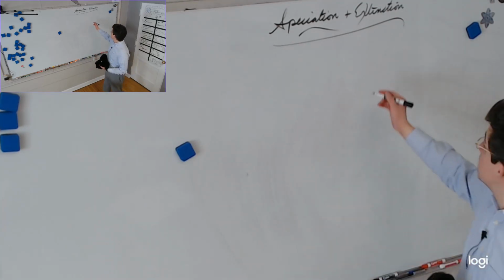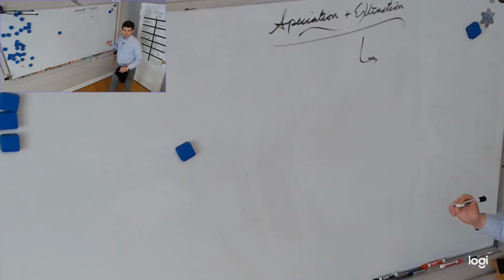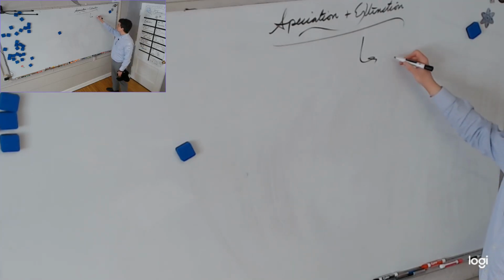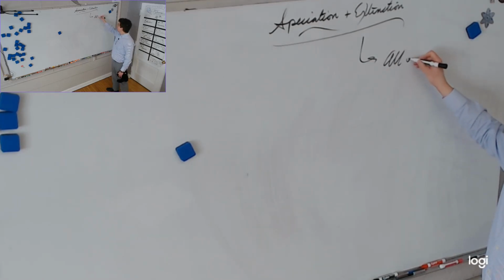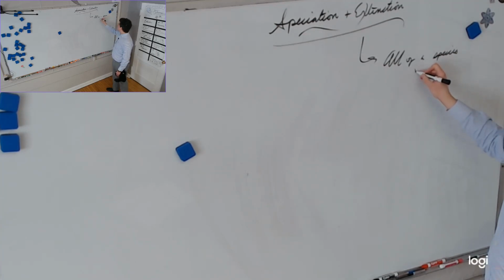The next thing we're going to talk about is extinction. You know what extinction is, Ari. We talked about this before. What's extinction? When a whole population... Yeah, not just the whole population, but all of a species. All of a species dies off.